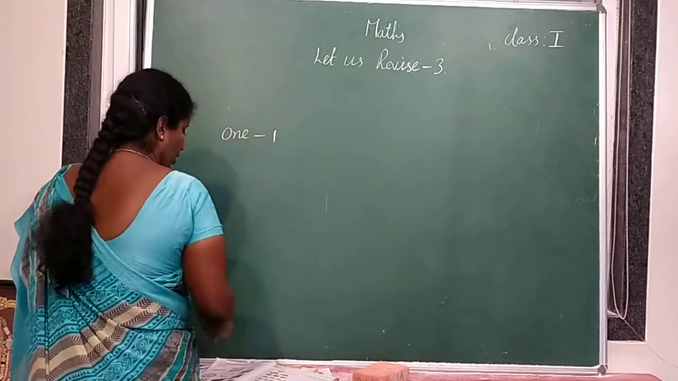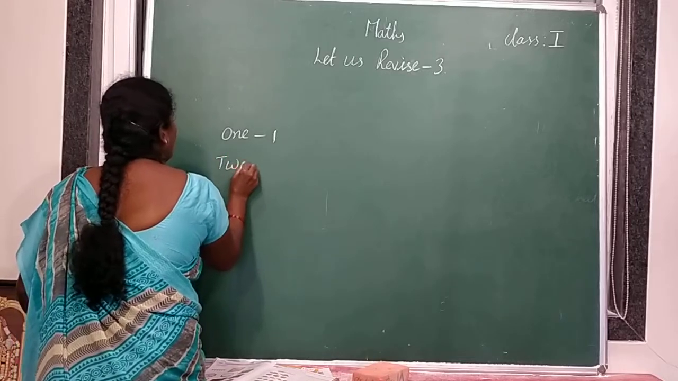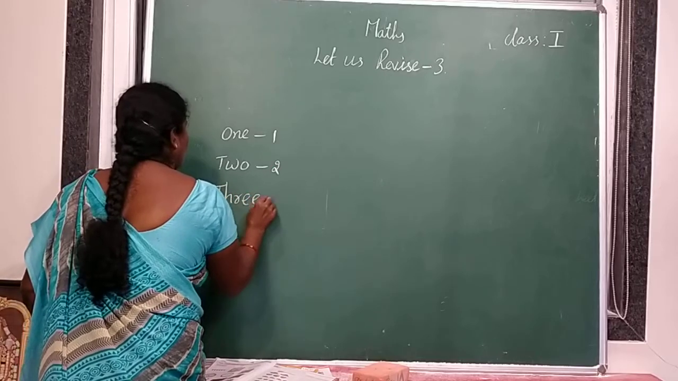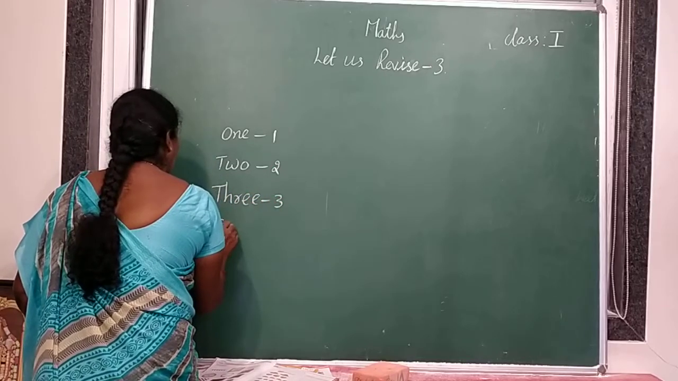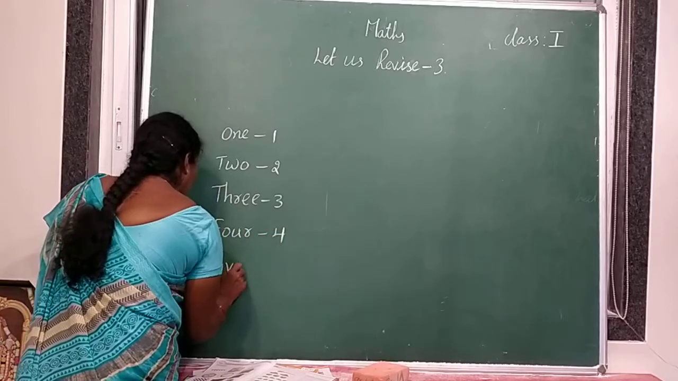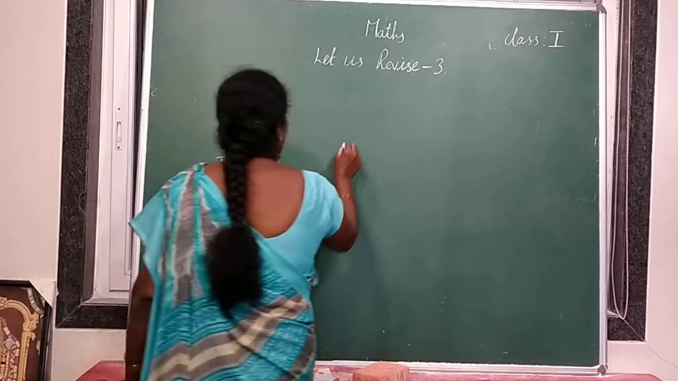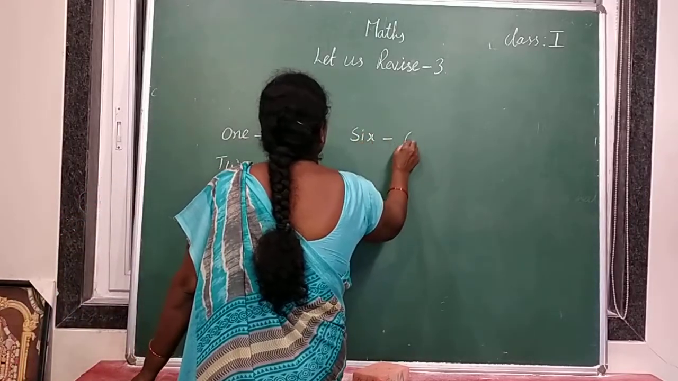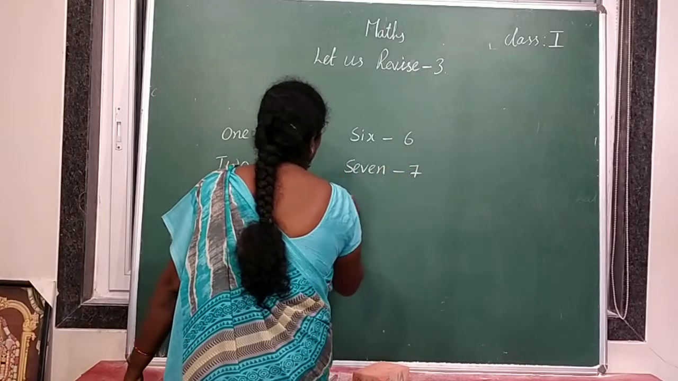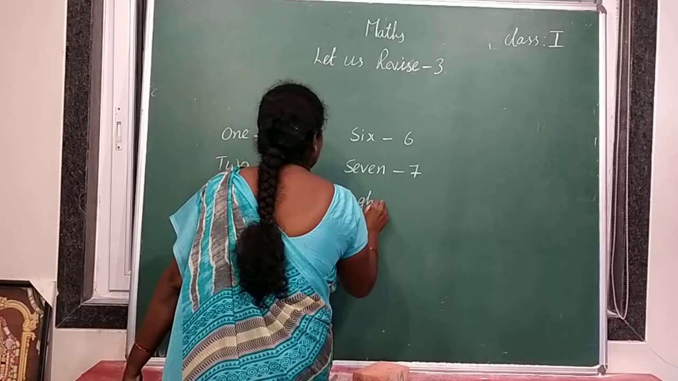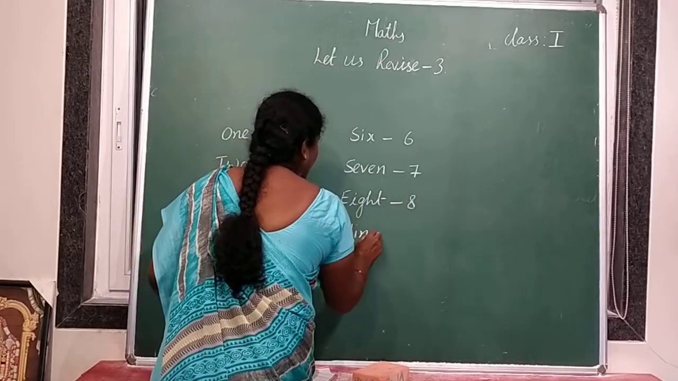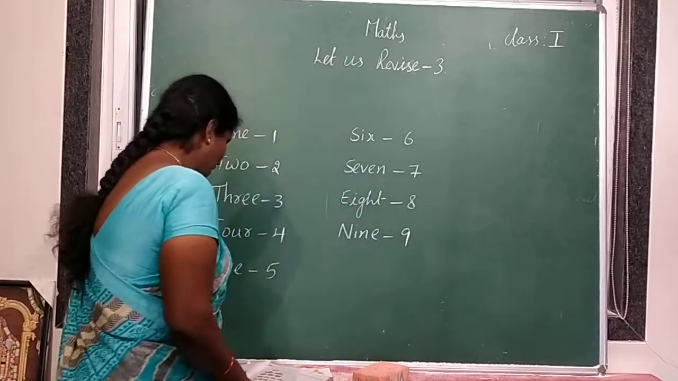One, 1. Two, 2. Three, 3. Four, 4. Five, 5. Six, 6. Seven, 7. Eight, 8. Nine, 9. Repeat it again.